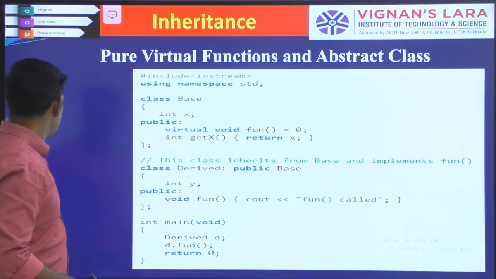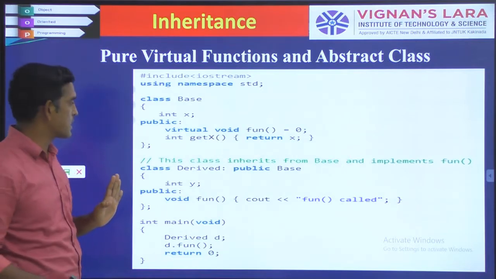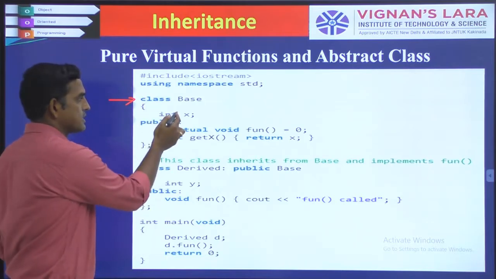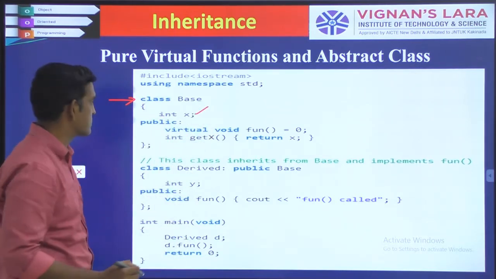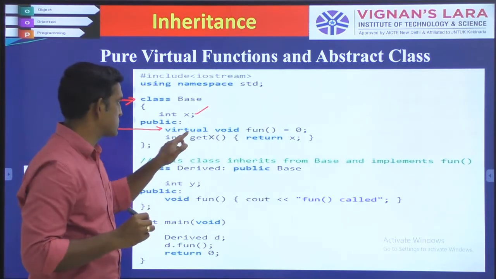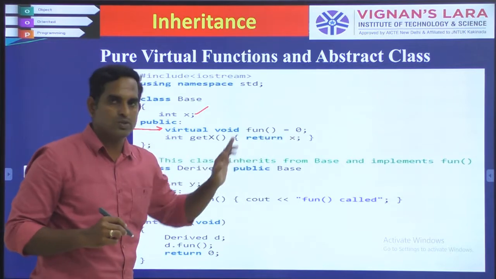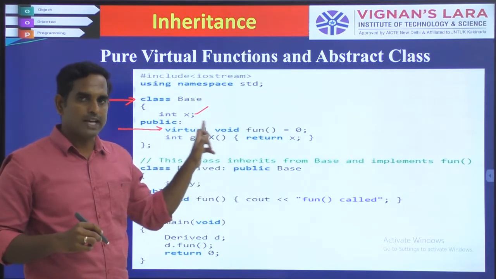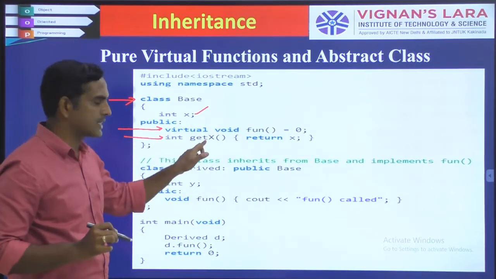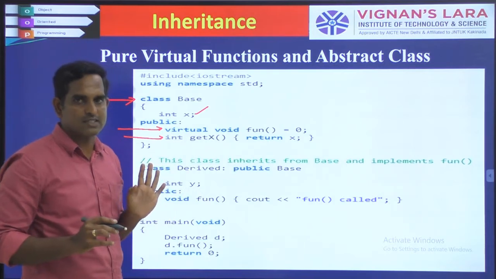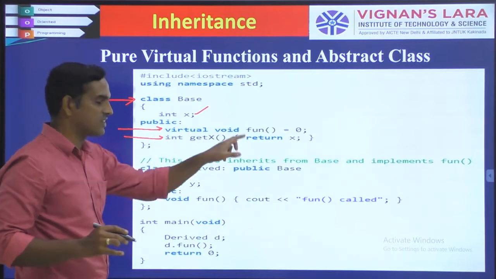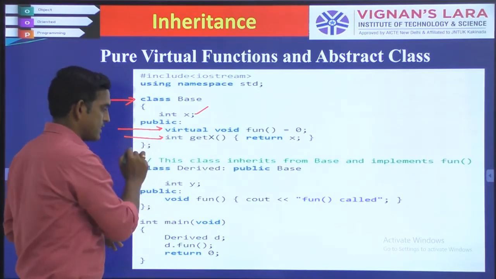This is an example of a pure virtual function and abstract classes. As you have seen, this is a base class. Inside the base class you are declaring a variable x, and you are creating a pure virtual function fun, that is, virtual void fun equal to 0. This is the pure virtual function or the abstract function, and you have another normal method, getX, which returns the value of x. So you have two functions: one is the pure virtual function and another is the getX method, and this is your class base.